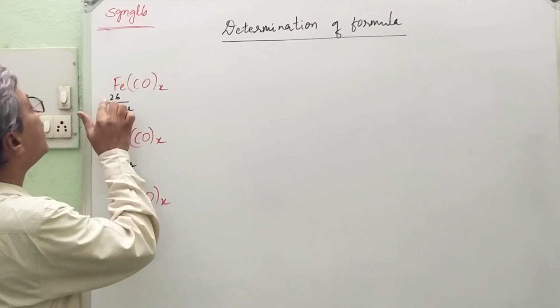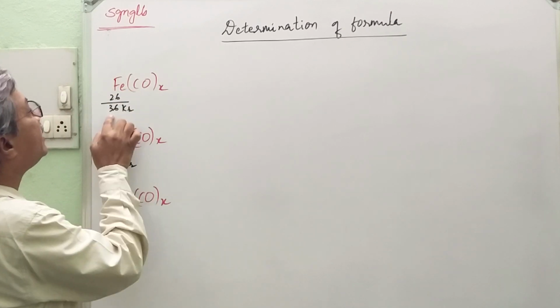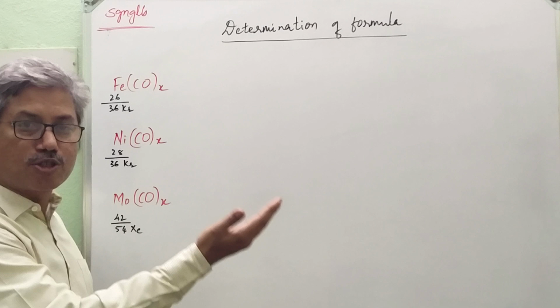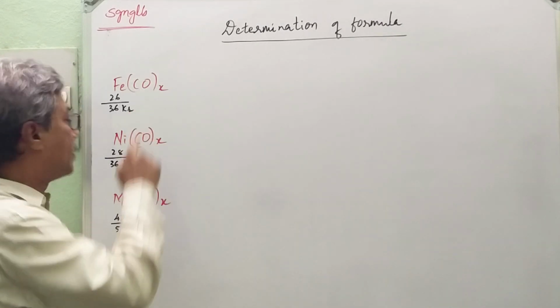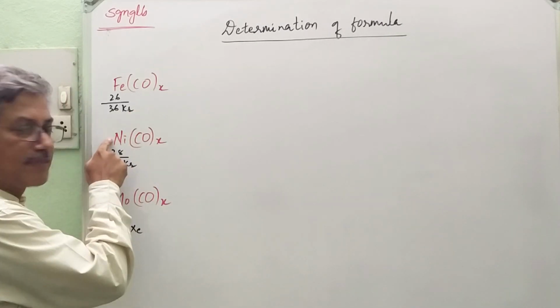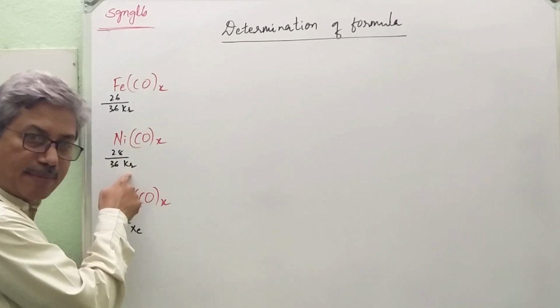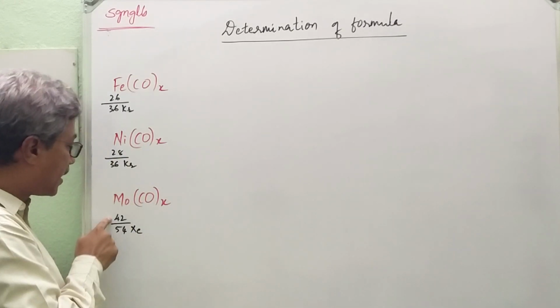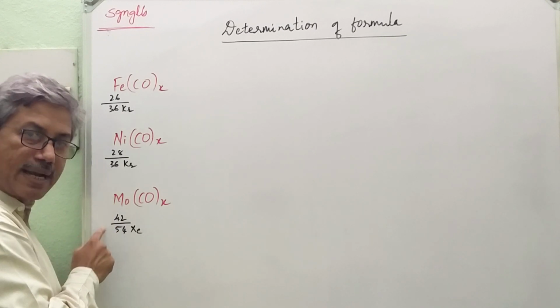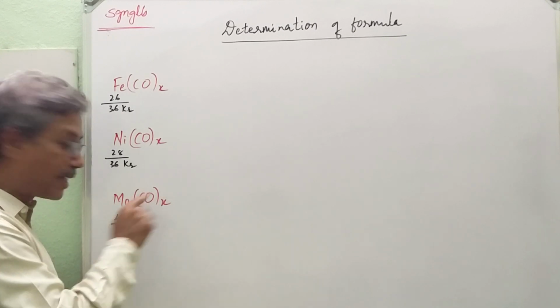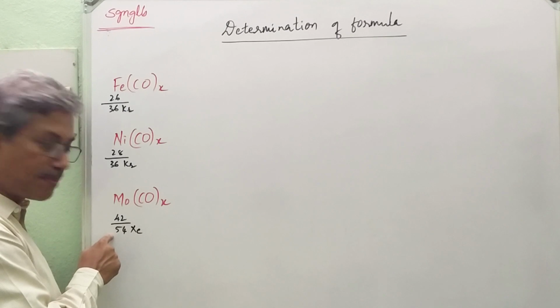Here are the atomic numbers: this is the atomic number of Fe, this is the atomic number of the nearest noble gas for Fe, which is krypton. Similarly, this is the atomic number of nickel, and this is the atomic number of the nearest noble gas for nickel, which is krypton. And this is the atomic number of molybdenum, which is 42, and the atomic number of the nearest noble gas for this is xenon, whose atomic number is 54.